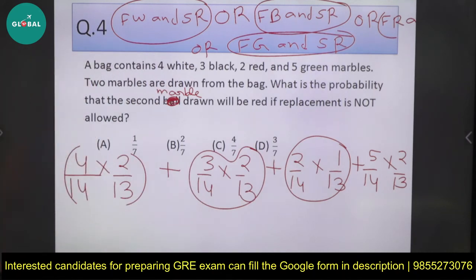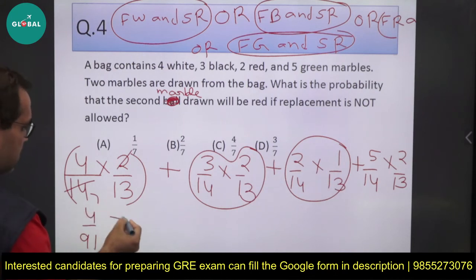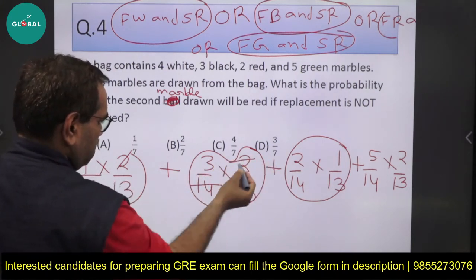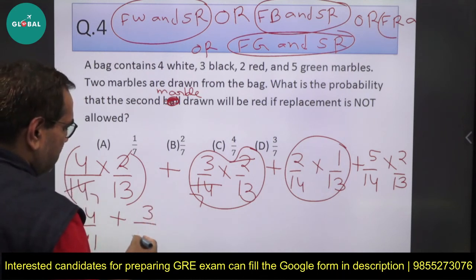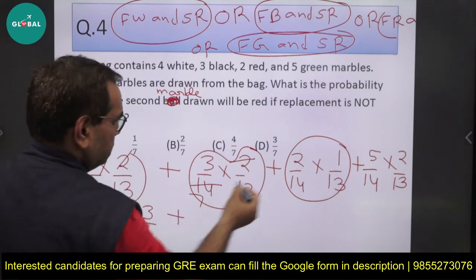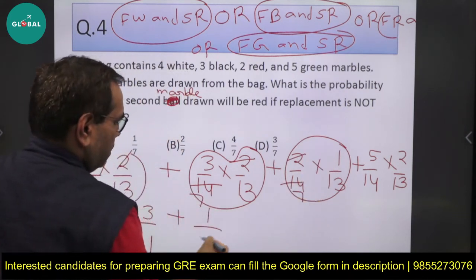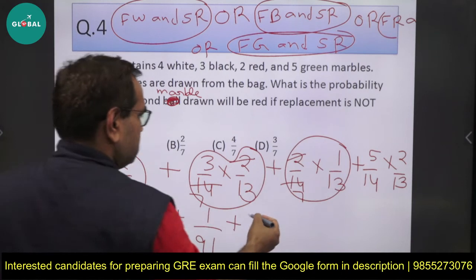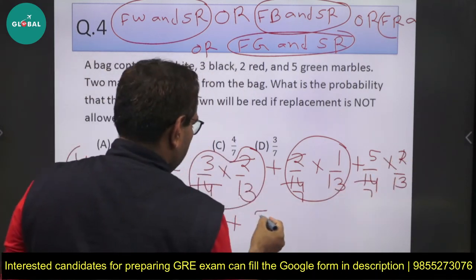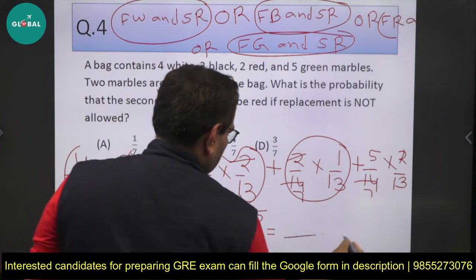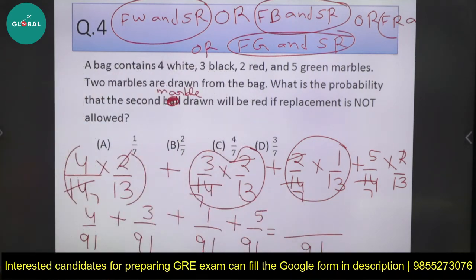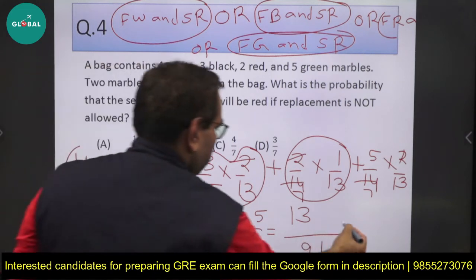Okay, so now this 2 will cancel this, so we will get 7. So this is 4 upon 91 plus again 2 into this 7 times, so 3 upon 91, plus 1 upon 91, plus 5 upon 91, equal to 91 in the denominator. So in the sum we have 4 plus 3 plus 1 plus 5, that is 13. So 13 upon 91 is going to be 1 upon 7.